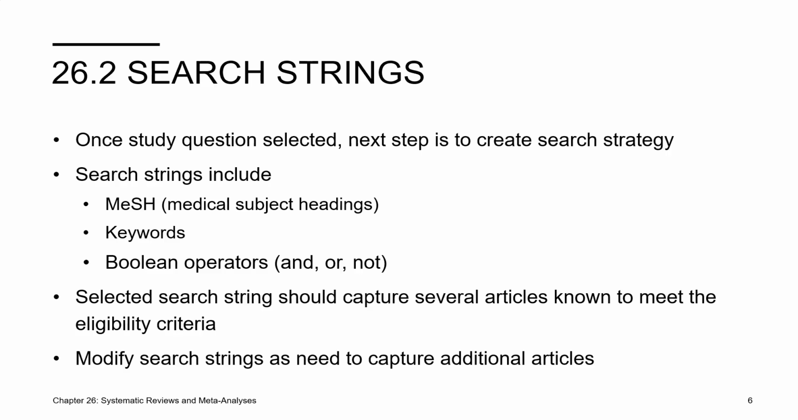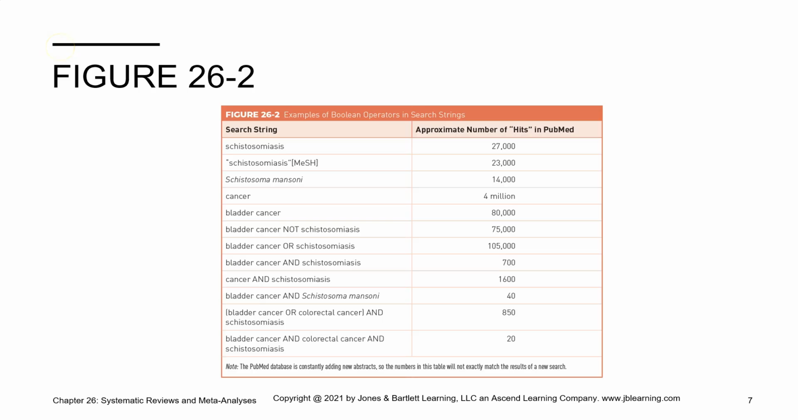Selected search strings should also capture several articles known to meet the eligibility criteria. And you can modify your search strings as needed to capture additional articles. So figure 26.2 goes over examples of Boolean operators in search strings. And here you can see how the different ways of putting these and, or, not changes the approximate number of hits that you get in a PubMed search. And so being very specific with these different operators can give you a smaller number of more manageable articles to review.